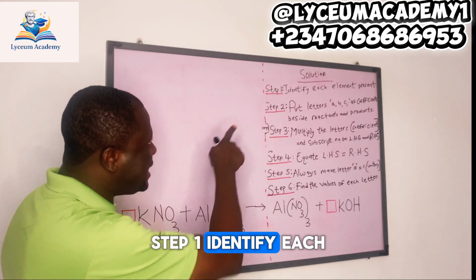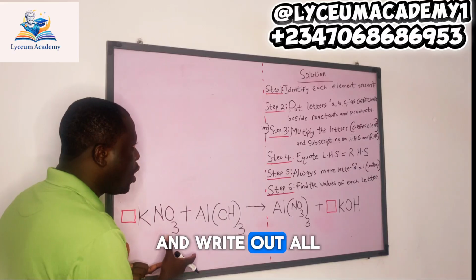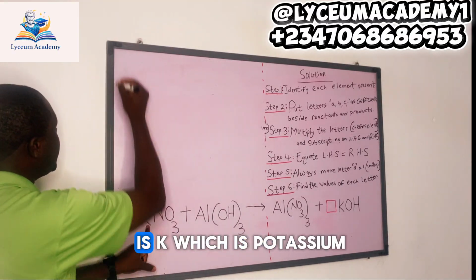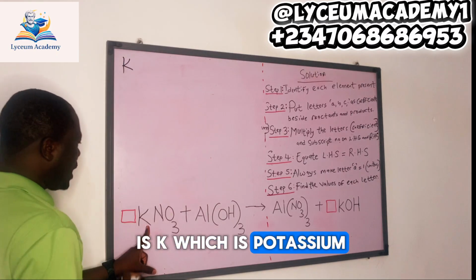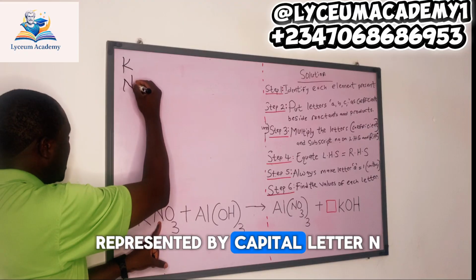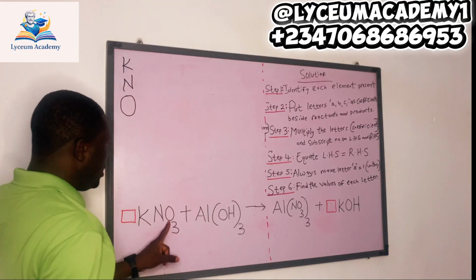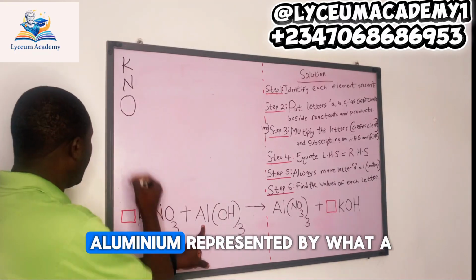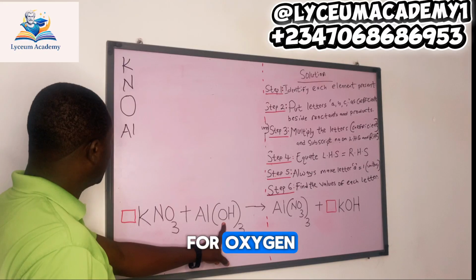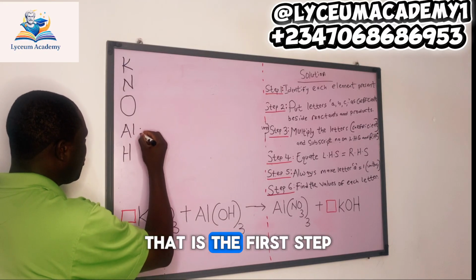Step 1: identify each element present. We come back to the equation and write out all the elements present by using their symbols. The first one here is K, which is potassium. The next element is nitrogen, represented by capital letter N. The next element is oxygen, represented by O. The next element is aluminium, represented by Al. We have written oxygen. And the last element here is hydrogen. That is the first step.